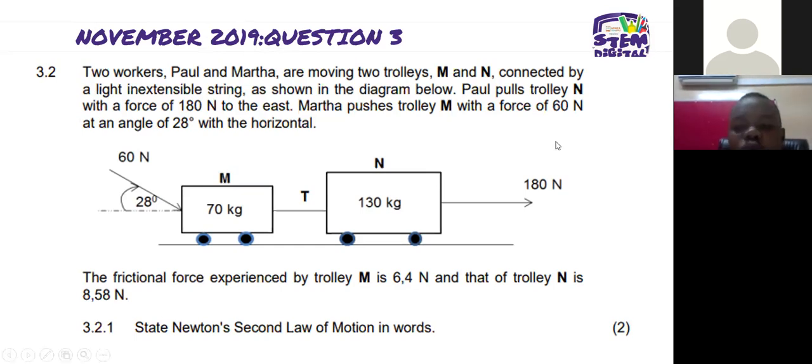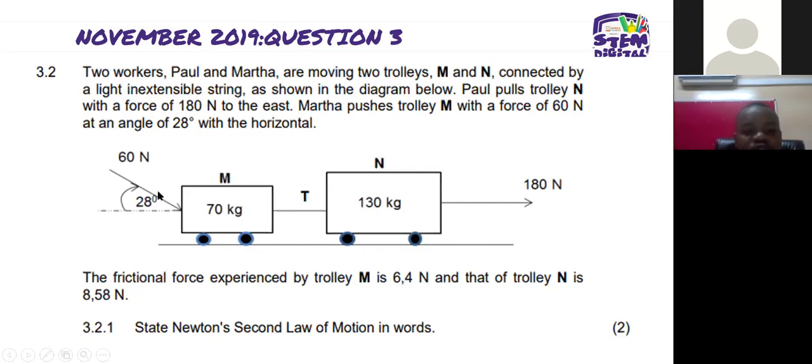Now, what I want my learners to know is that we have been shown that the force is 180 newtons, and they said it is to the east. You cannot say 180 newtons is to the right. When you deal with direction here, you can either say let east be positive and west be negative. You cannot go and talk about right and left.